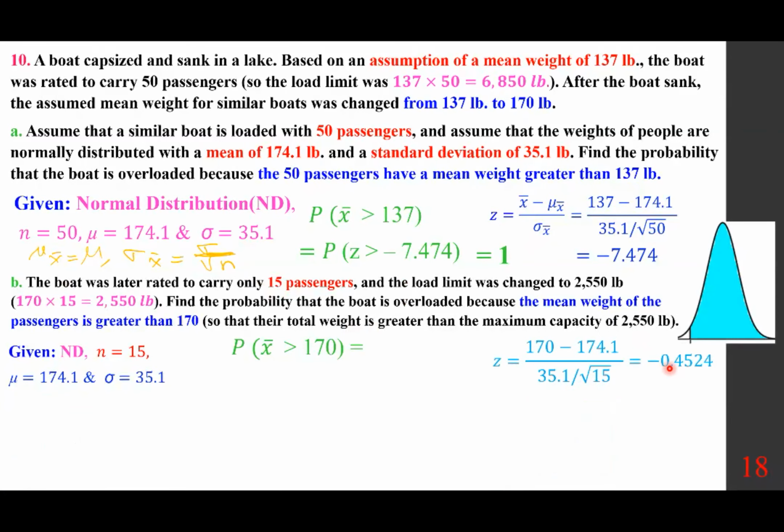And this gives us negative 0.4524. And using either technology or the table, we end up with 0.6745, 67.45%.